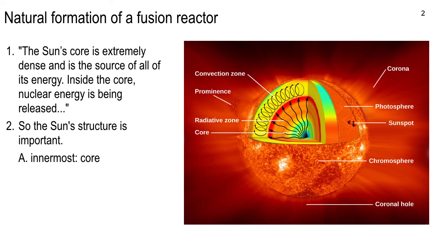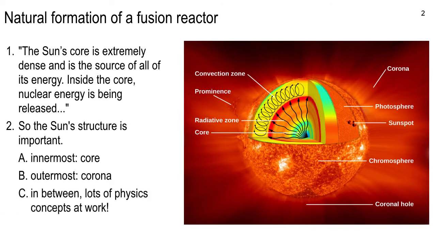So the innermost part of the sun is its core, of course, and that's where the nuclear reactions are happening. It's a nuclear fusion reaction: hydrogen nuclei fusing into and changing into a helium nucleus. The outermost part of the sun structure is known as the corona. That's the part that you see during a total eclipse of the sun, when the moon is up there obscuring. And in between the innermost and the outermost, there's a huge bunch of physics concepts that work.